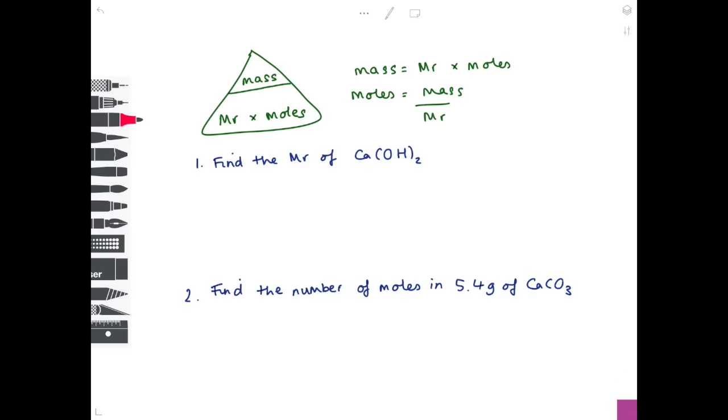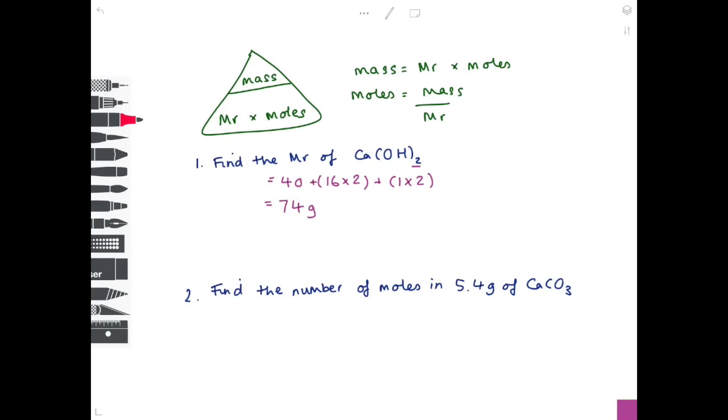So first of all, we're just finding the MR of calcium hydroxide, and that's just a matter of looking up the various masses in the periodic table, tends to be the top number, and adding them all together. So if we have a look, we see calcium is 40, oxygen is 16, but we have to times it by 2 due to this small 2 here. And then we add hydrogen, which is 1, and again times it by 2. Pop that into your calculator, and you get an MR of 74 grams.